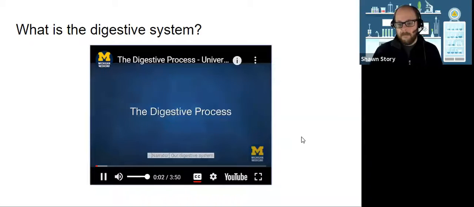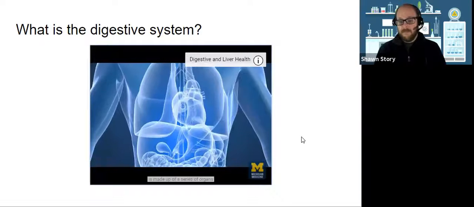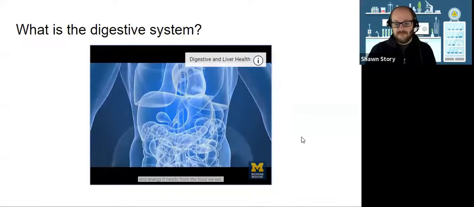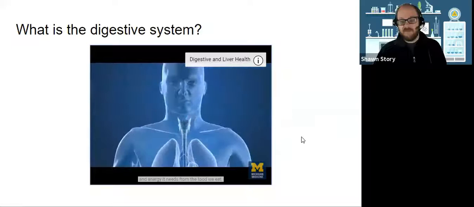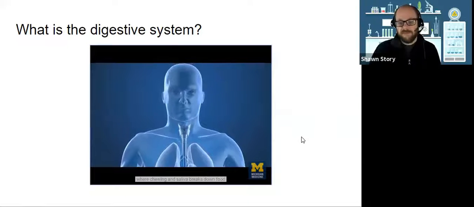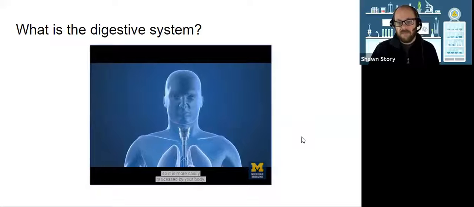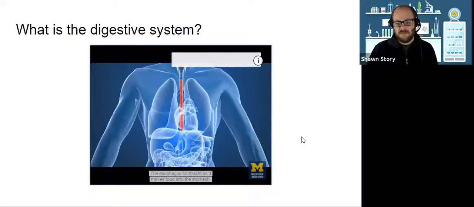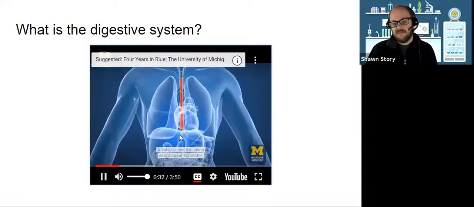Our digestive system is made up of a series of organs that allows our body to get the nutrients and energy it needs from the food we eat. Digestion starts in the mouth, where chewing and saliva breaks down food so it is more easily processed by your body. Once you swallow, the food enters the esophagus, which is a muscular tube that connects the pharynx, or throat, to the stomach. The esophagus contracts as it moves food into the stomach.